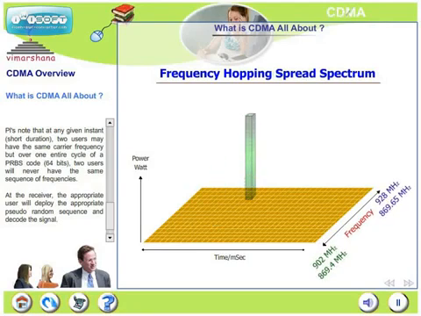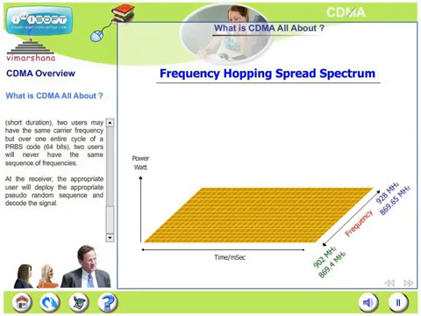But over one complete cycle of a PRBS code, that is 64 bits, two users will never have the same sequence of frequencies. In this example, you can see user 1 and user 2 for a very short duration in the first hop share the same frequency 800 MHz. But if you look at the complete sequence spread over 64 bits, the carrier frequency hopping pattern will never be the same between two users. At the receiver, the appropriate user will deploy the appropriate pseudo-random sequence and decode the signal. This is frequency hopping spread spectrum scheme.